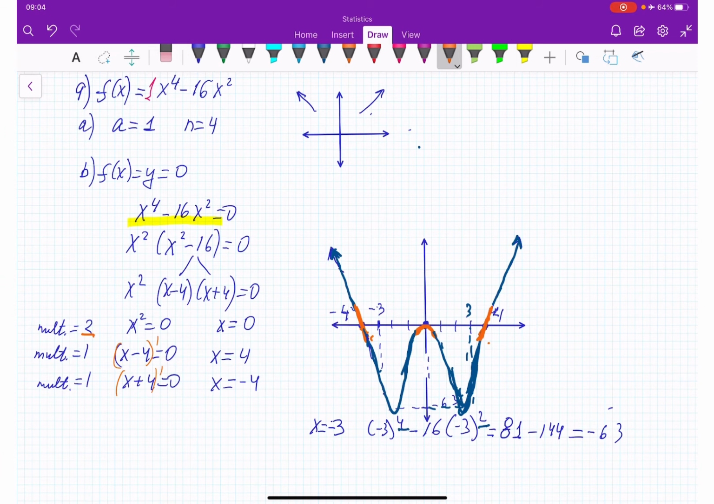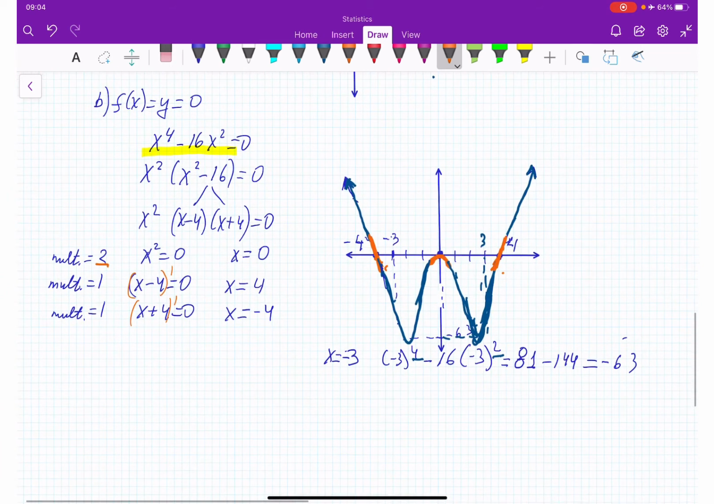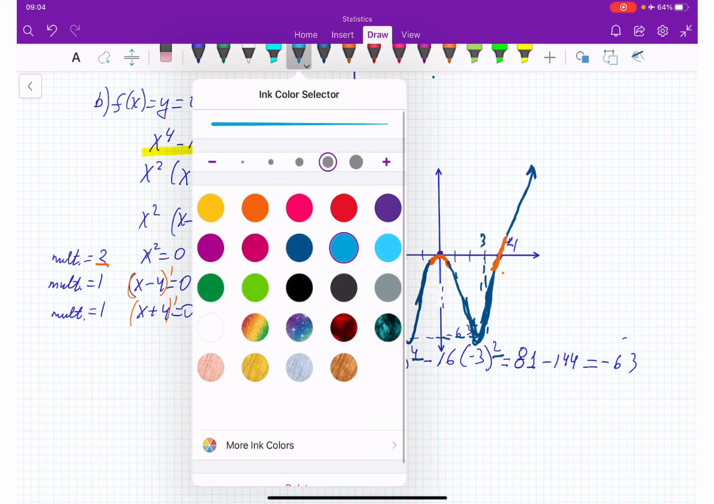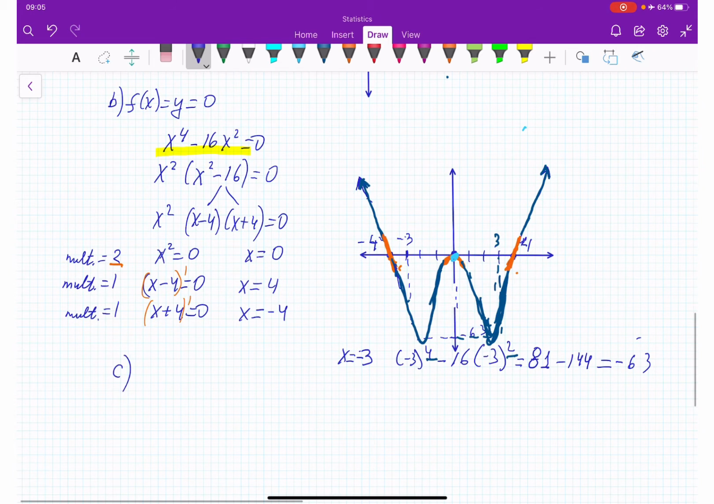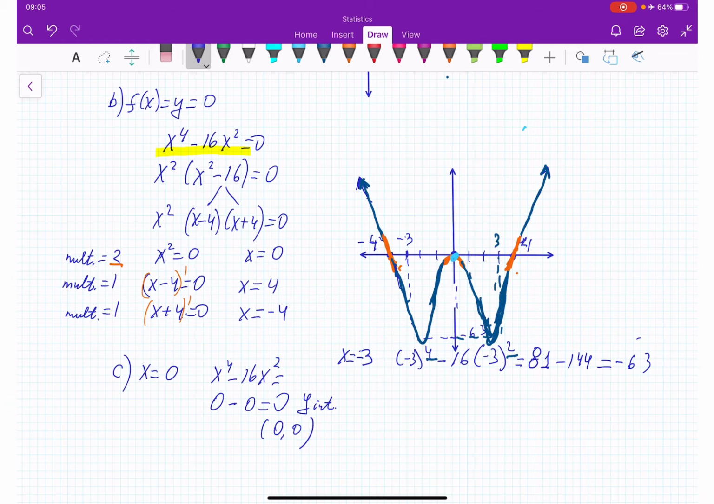We need to find out also the y-intercept. For the y-intercept, we take x is 0, although on the graph, since it's a turning point, we can already say that if x is equal to 0, y is going to be 0 also. But let's do it, since it's asking. Okay, x is equal to 0. Then we have x to the 4 minus 16x squared equal how much? It's going to be 0 minus 0, equal to 0. So that is the y-intercept. All right, we got it.